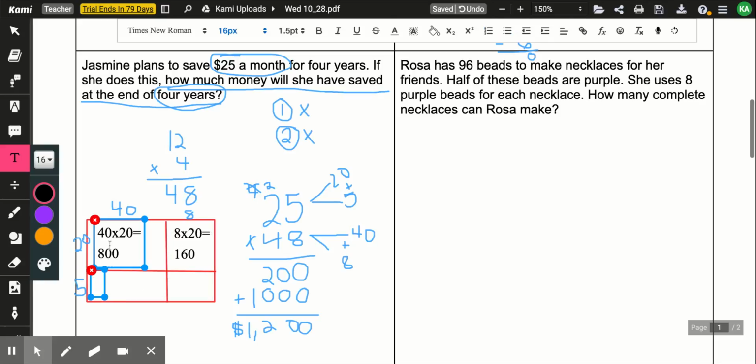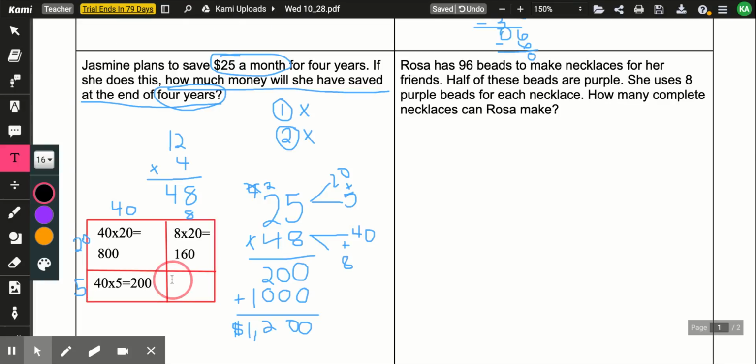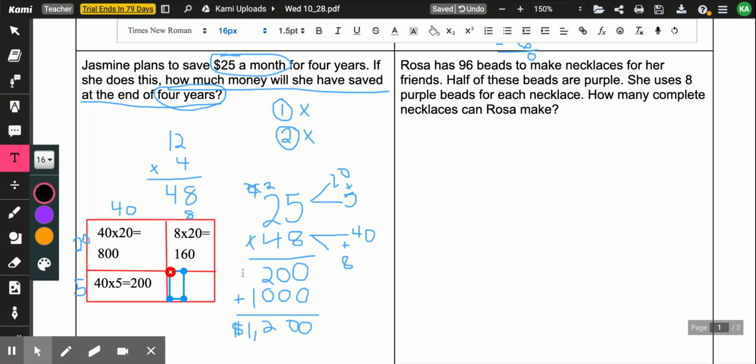Next, going down here, I'm in the column of 40 and the row of 5. So I see 40 has a 0, so I'm going to just drop that 0, which would leave me with 4 times 5, which is 20. Then we have our very last rectangle over here, the column of 8 and the row of 5. 8 times 5 equals 40.